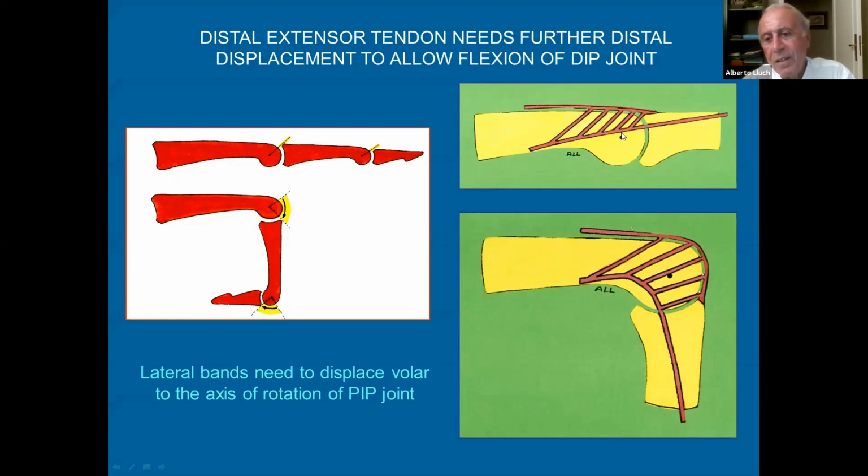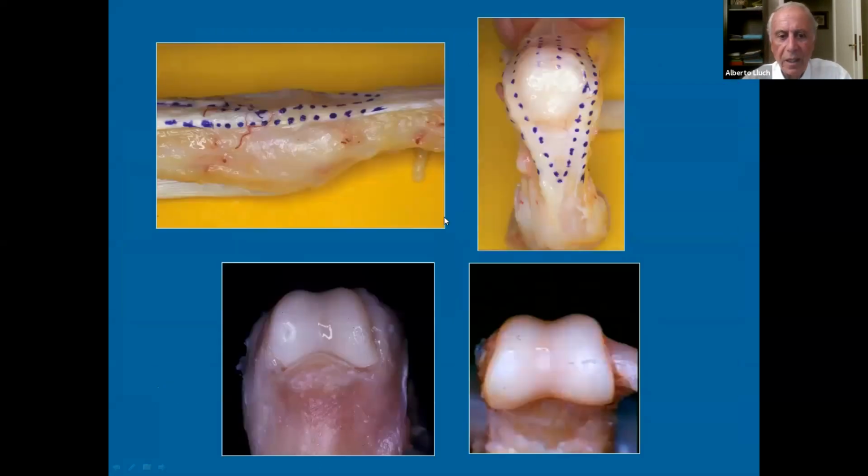Because of the lateral bands, when we flex the PIP joint, they displace anteriorly to the axis of rotation. This structure that we saw before, this connective tissue holding the central slip and the lateral bands together, has to elongate, has to change the shape. It doesn't elongate because this is collagen, and collagen is practically inextensible, but it changes the shape, like, well, we'll see it in the next drawing.